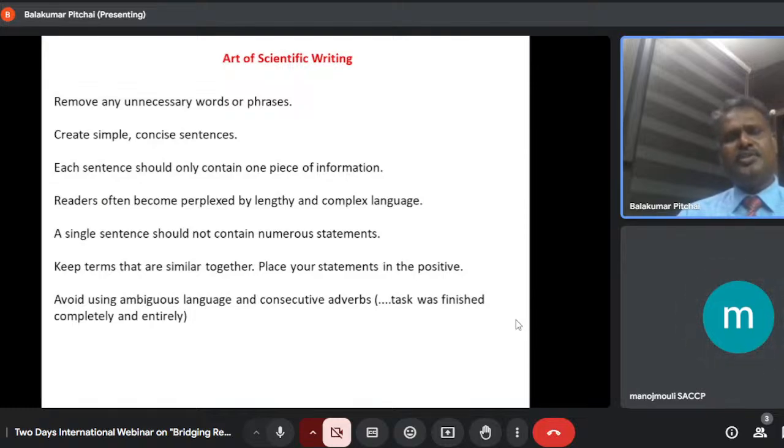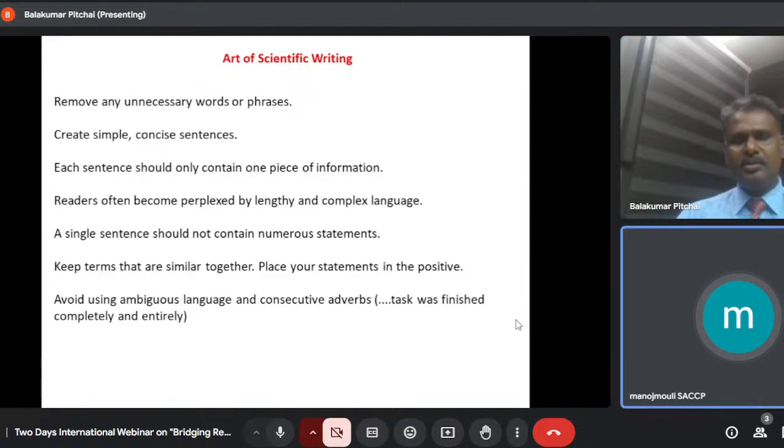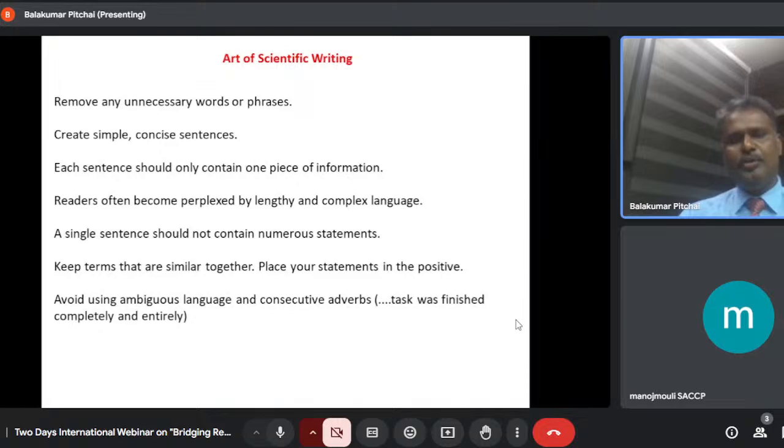Because the readers often become perplexed by lengthy and complex language. They are confused. A single sentence should not contain numerous statements. Each sentence should have one piece of information. Keep similar terms together. Place your statement in the positive. And you should always avoid ambiguous language and consecutive adverbs. For example, "task was finished completely and entirely." Why? No need.